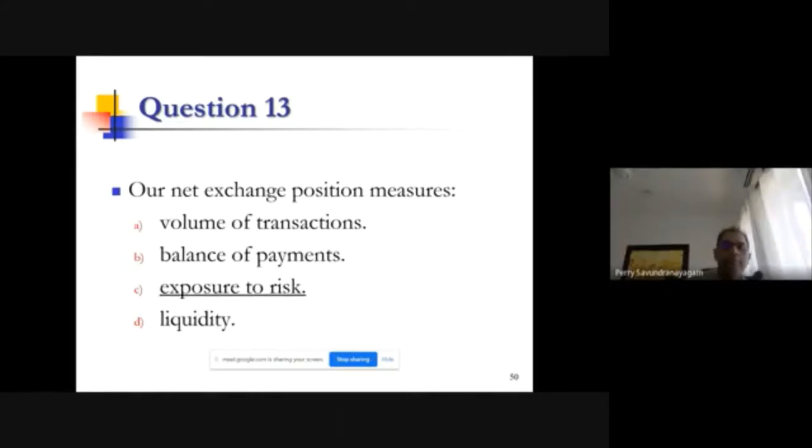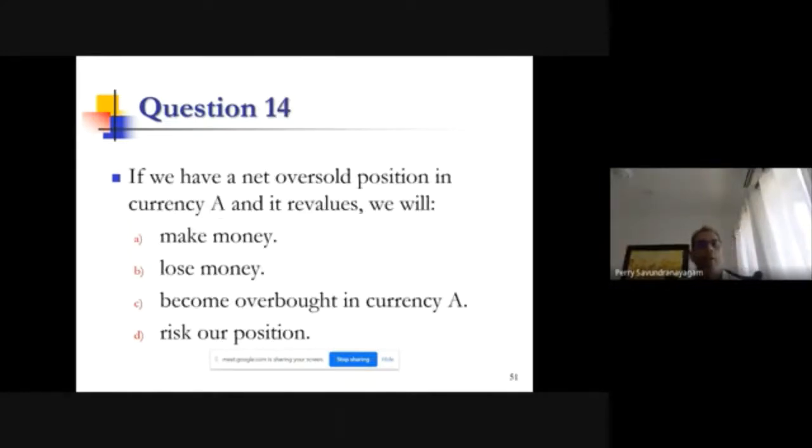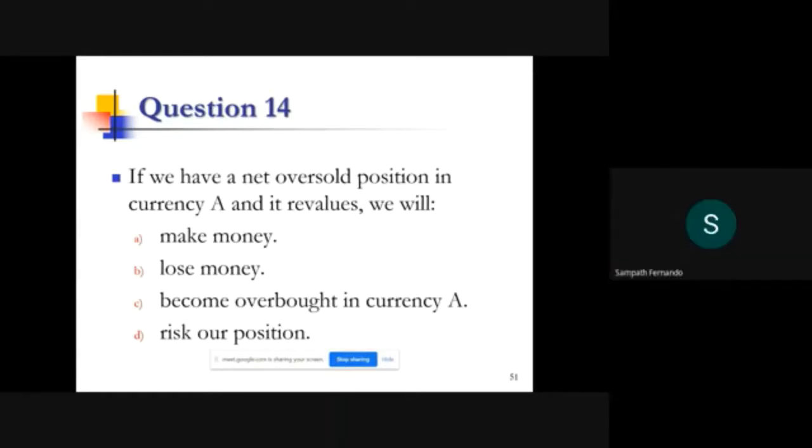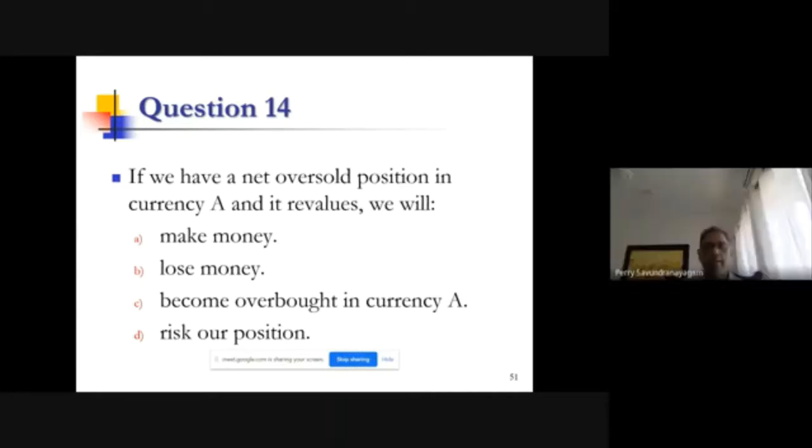Let's see. Correct, because you are looking at your exposure to risk on the exchange rate. If we have an oversold position in currency A and it revalues, revalues means it goes higher, do we make money or lose money? Oversold in currency A, we lose money. Okay, anybody else? Lose money, sir. Okay, correct. Because you're oversold, you're not overbought.